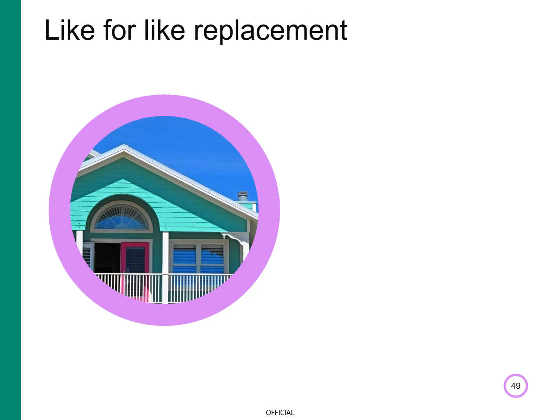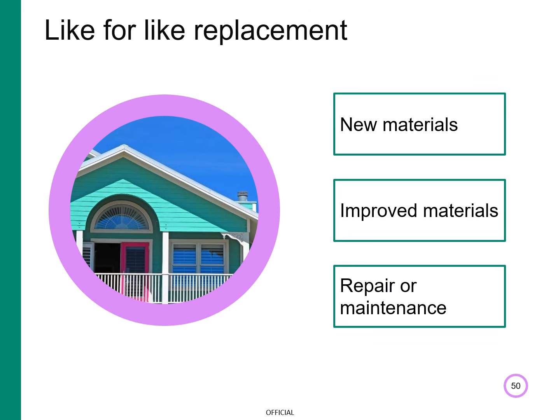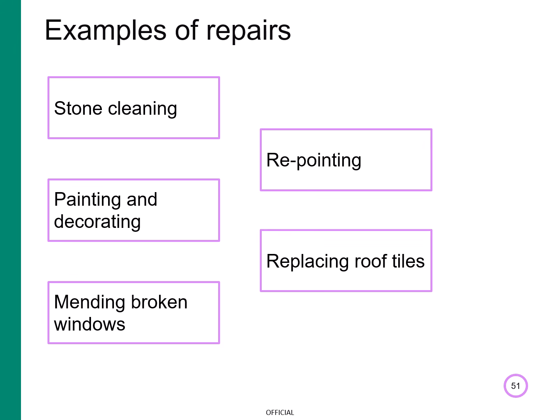What happens if a repair does not have a like-for-like replacement? If you use new or improved materials, this is still classed as a repair or maintenance where the function of the asset remains the same after the work. A good example is where you replace single glazing with double or triple glazing. Other examples of repairs that may be allowable expenditure include stone cleaning, painting and decorating, mending or replacing broken windows and doors, repointing and replacing roof tiles, flashing and guttering.